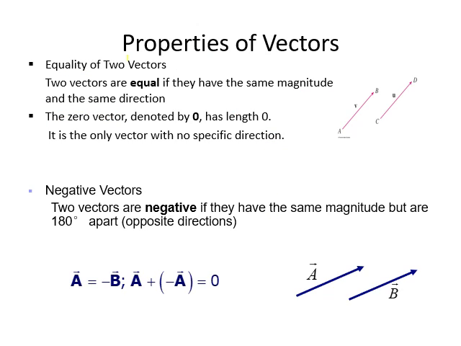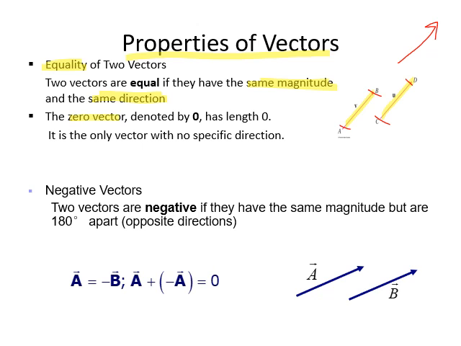Properties of vectors. Number one, equality of two vectors. We can say that two vectors are equal if they have the same magnitude and also the same direction. For example, if you check these two vectors, you have vector AB and vector CD. They both have equal magnitude, and they both are pointing in the same direction. That is why they are equal. So vector AB is equal to vector CD in this case.